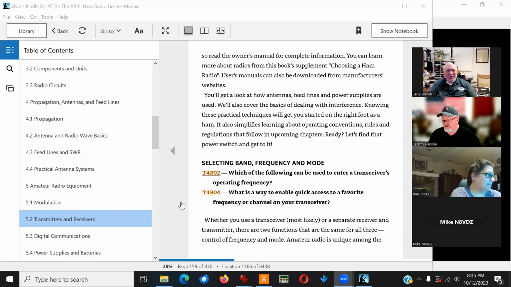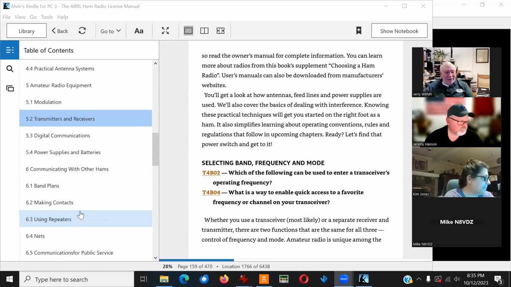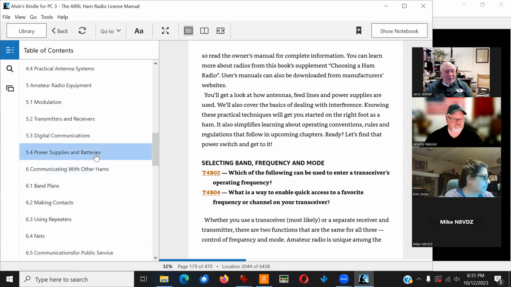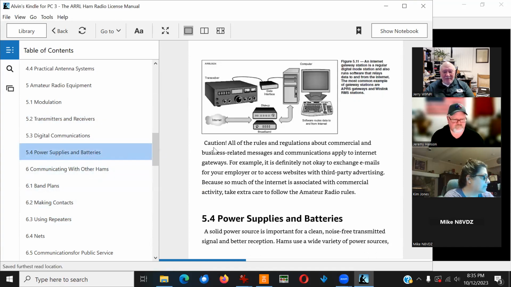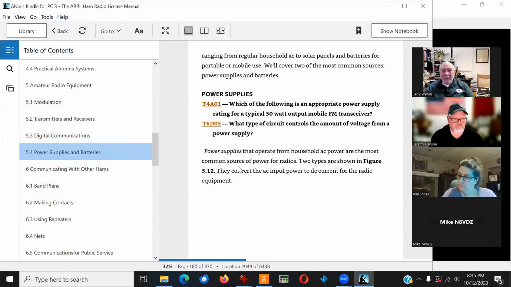As far as anything else, there's a bunch of stuff that we can... I can talk about power supplies. That's what's left. Okay, let's get to power supplies and batteries. All right.